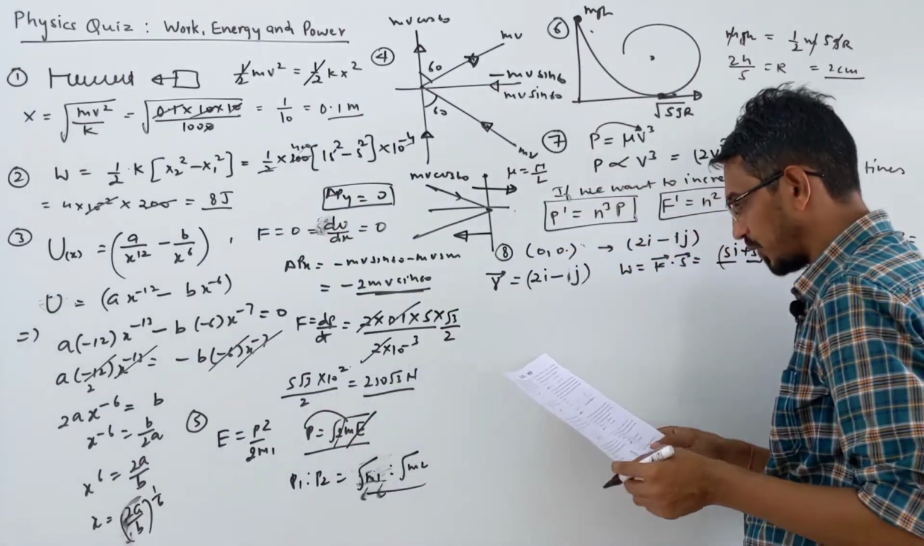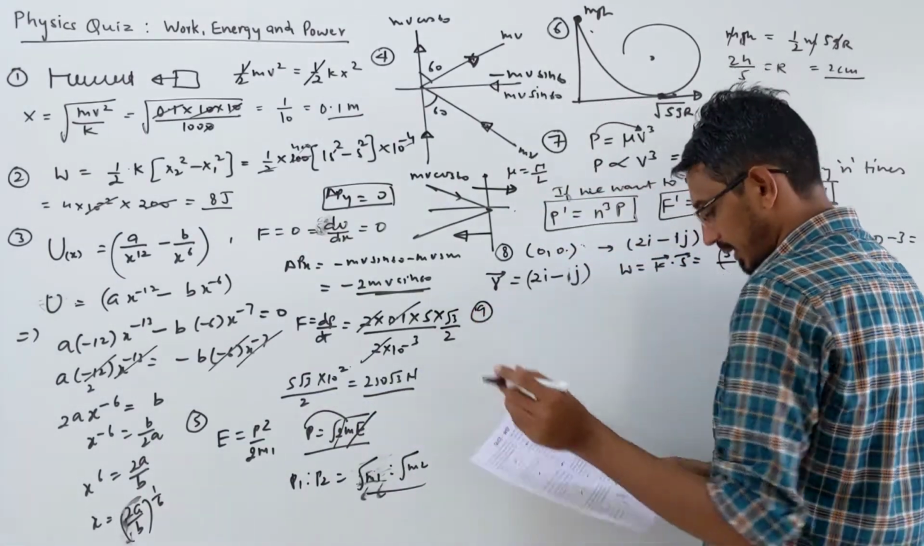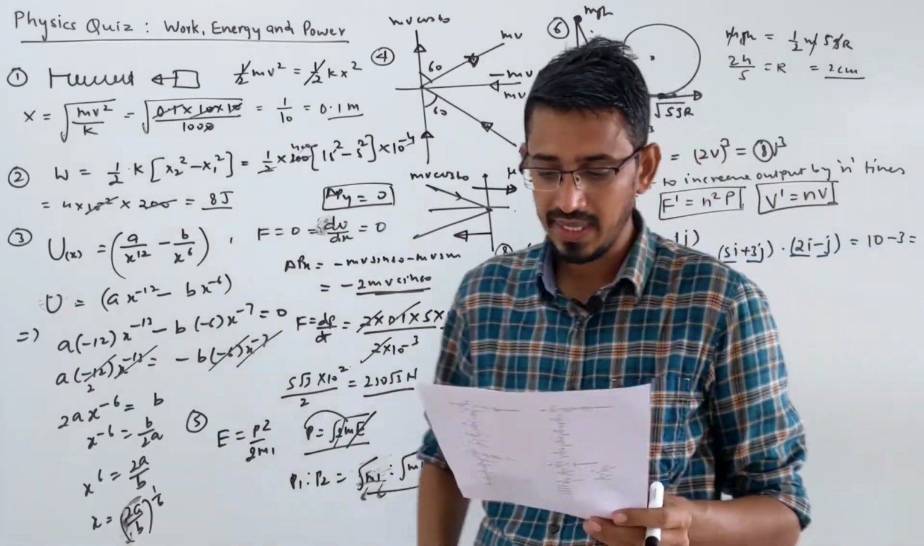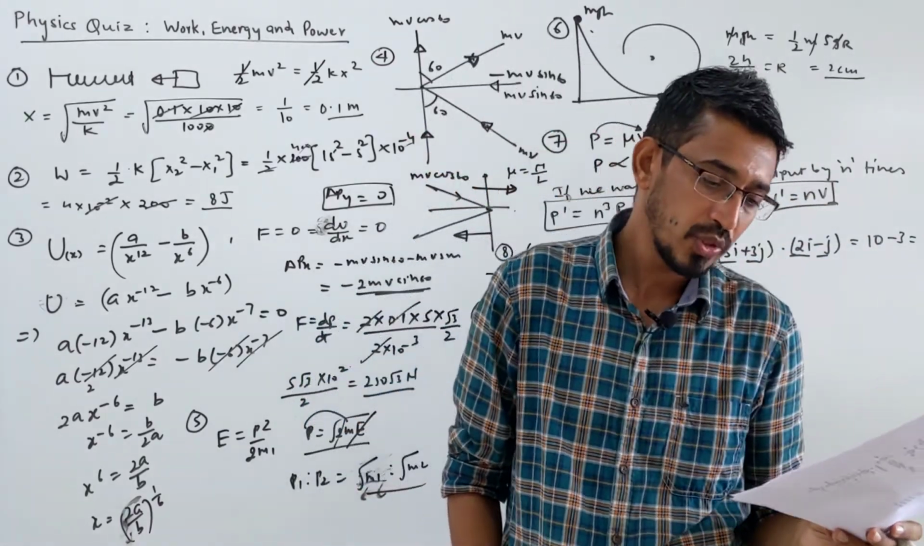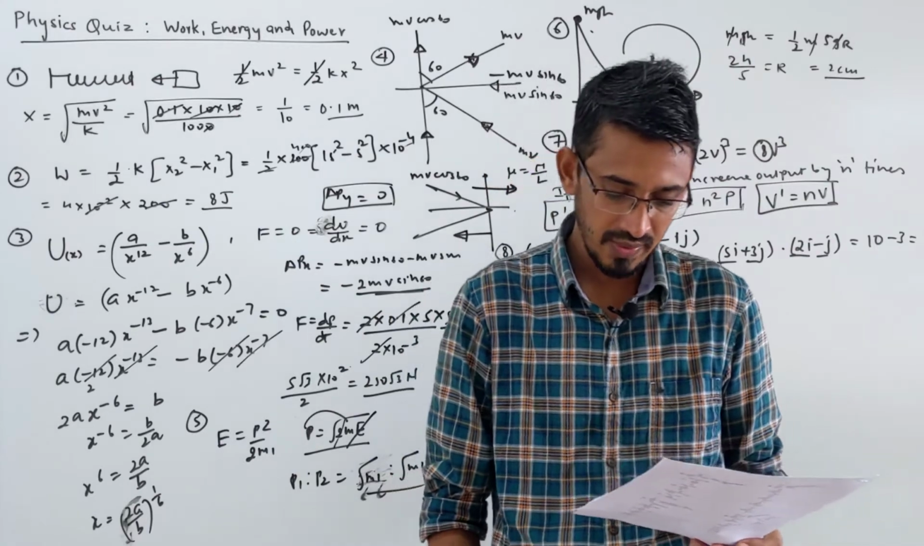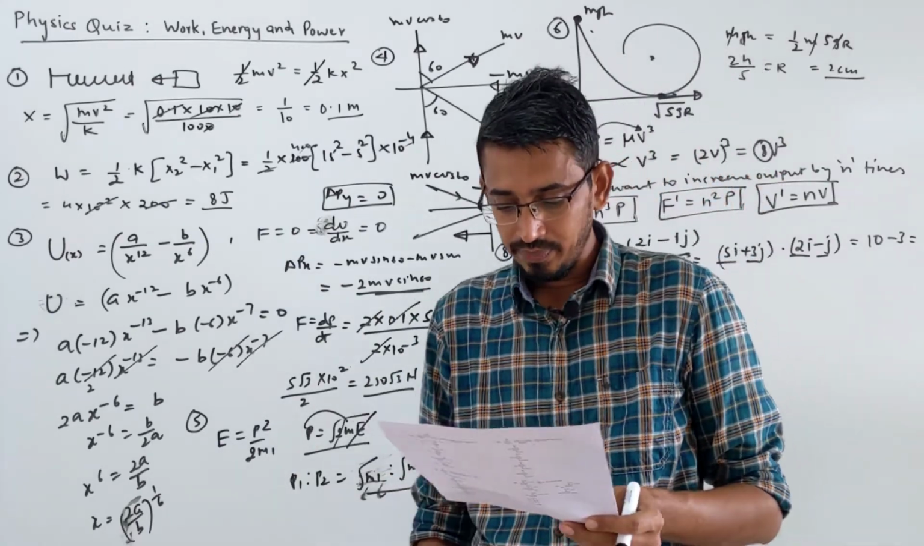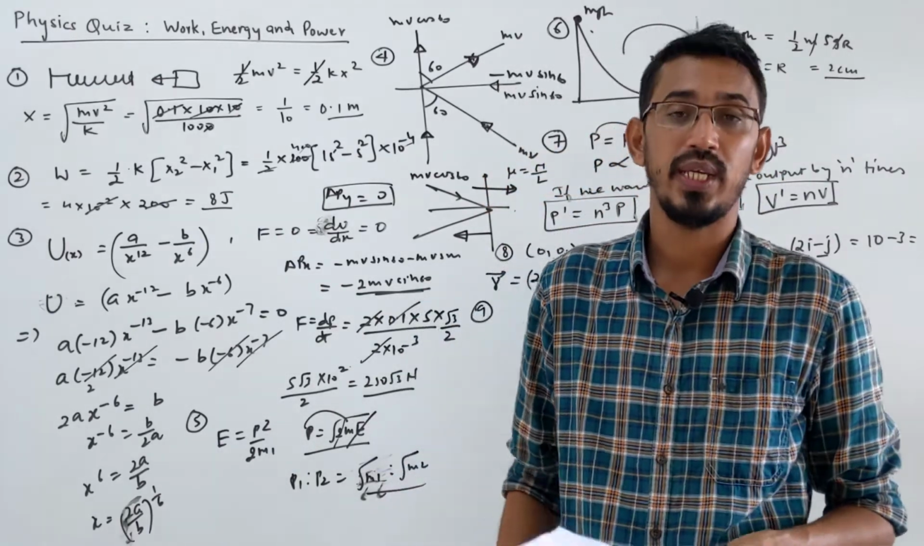Okay, so that's problem number 8. Moving to problem number 9, and they say the force acts on a 30 gram particle in such a way that the position is given by some equations given to you in terms of time. Calculate the work done in the first 4 seconds.